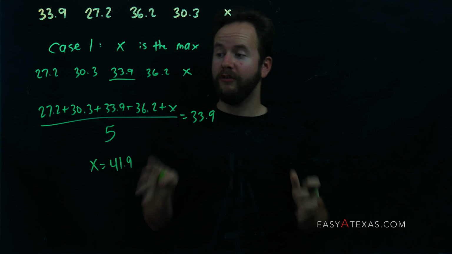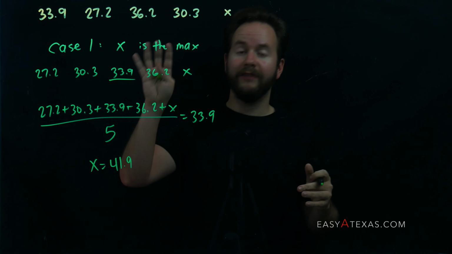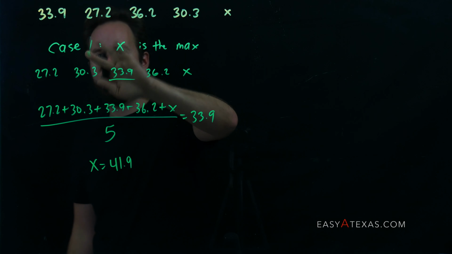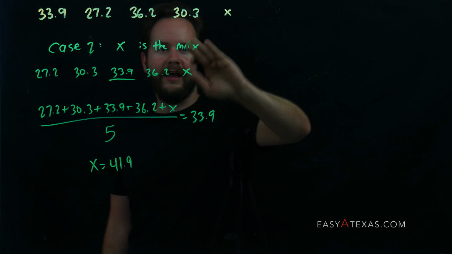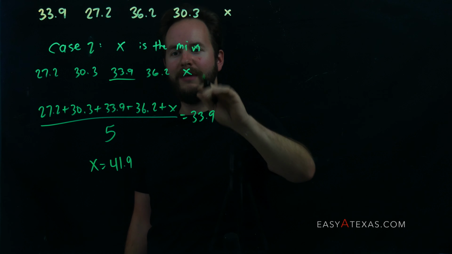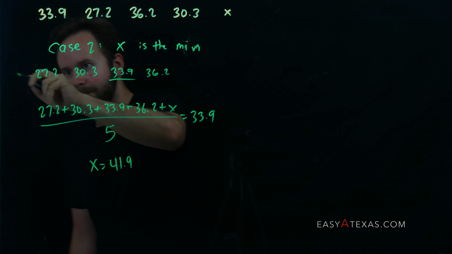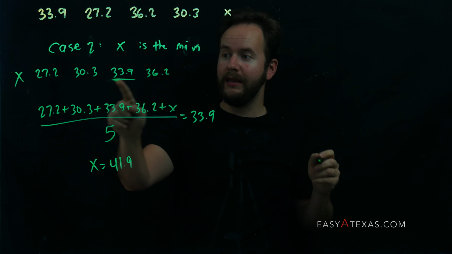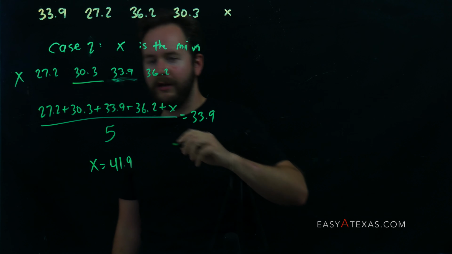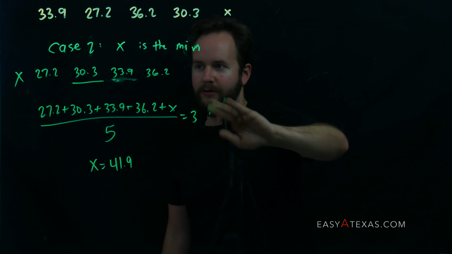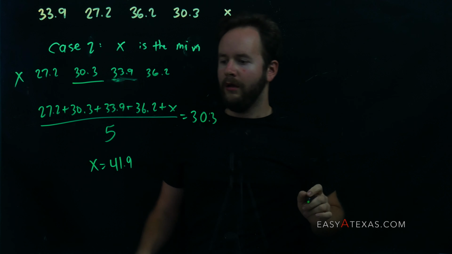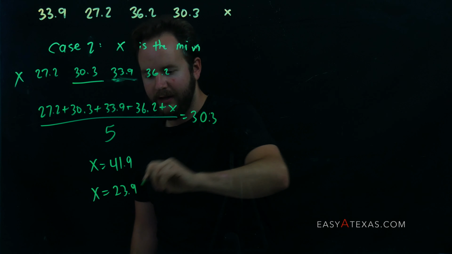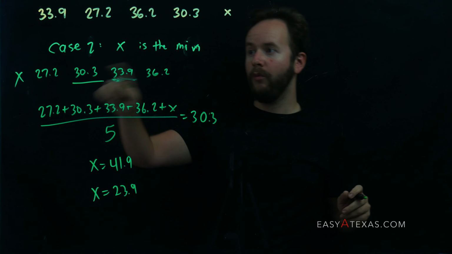Now I'm going to do this all over again, but dealing with a different case. This is case 1 where x is the max. Now I'm going to change it up. Case 2. Let's say x is the minimum. So x is the minimum puts x down here. And because of that, our median is no longer 33.9. Our median is 30.3. So that changes this to be 30.3. Solve again, and when I do that, I get x equals 23.9. So the number changes a little bit depending on where you put x.